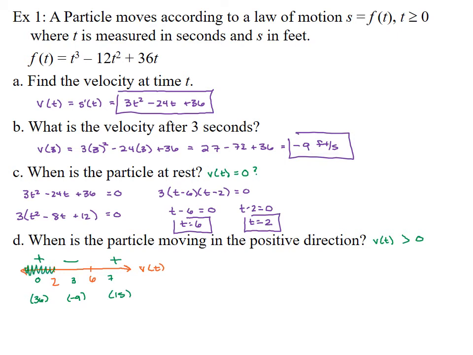We care about these positive parts, and you have to write this answer in interval notation. Now be careful, don't say negative infinity to 2. Since time cannot be negative, we have to go from 0 to 2, union from 6 to infinity. Now I am inclusive of 0 because the 0 is included in my parameters at the very beginning. So I'm not done with this problem. That's the first part of it, but that is part A through D.